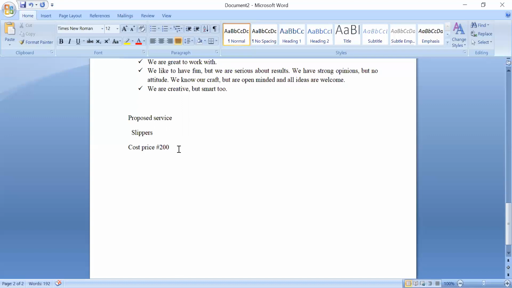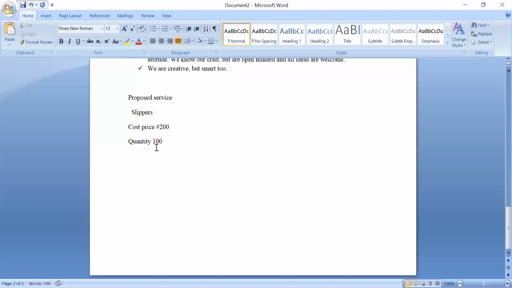So tell them how many quantity you want to supply. The quantity you want to supply, maybe let's say 100. You want to supply 100 to the company. Now, in your proposal, there will be a little difference here. The company has to be convinced that they will benefit from this. So you have to add some things to it to make them understand how they will benefit from this service.